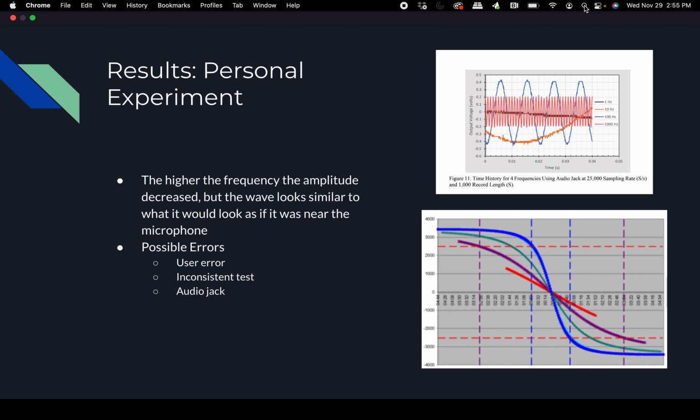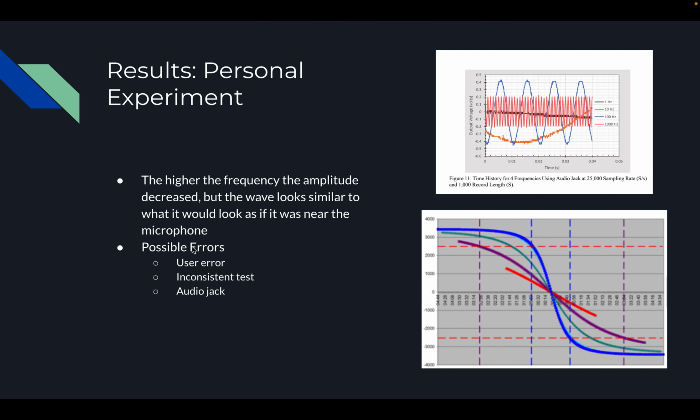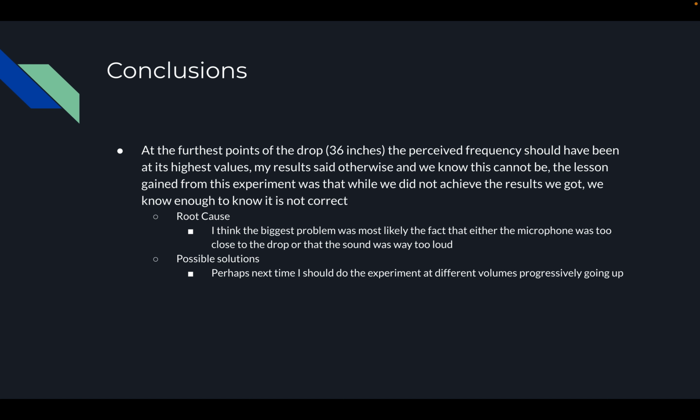Some possible errors could be user error, inconsistent tests, because my phone could have fallen in different ways since it started rotating, and then the audio jack again. In conclusion, at the furthest point of the drop, which was 36 inches, the perceived frequency should have been at its highest value. My results said otherwise, and we know that cannot be.